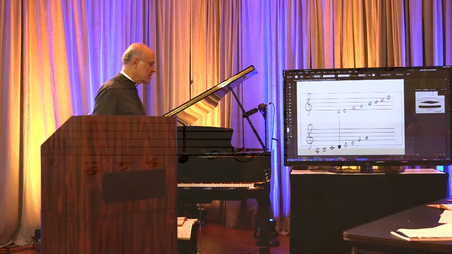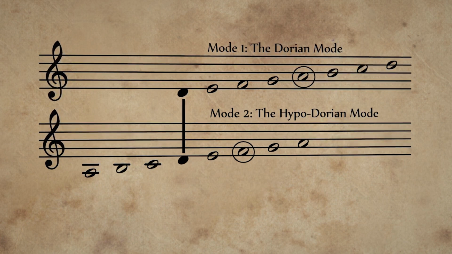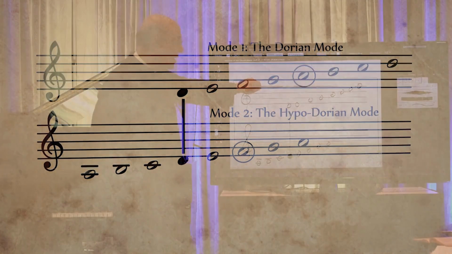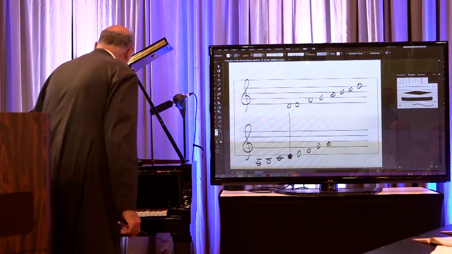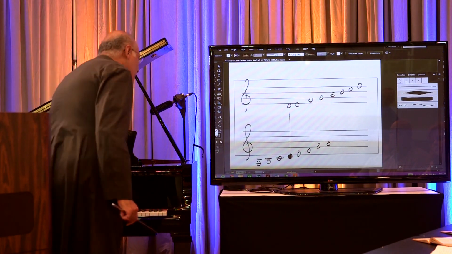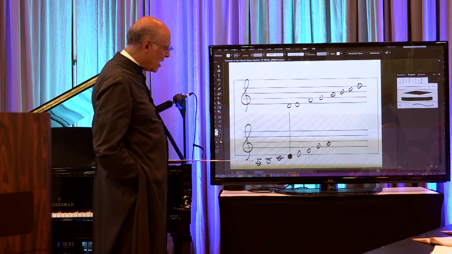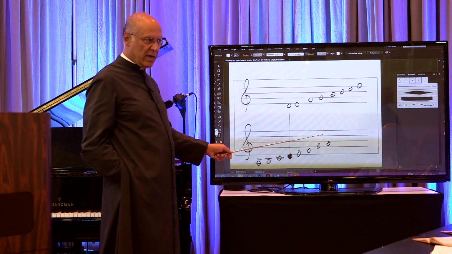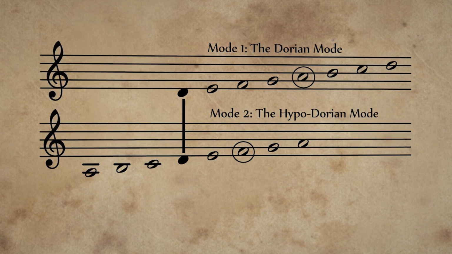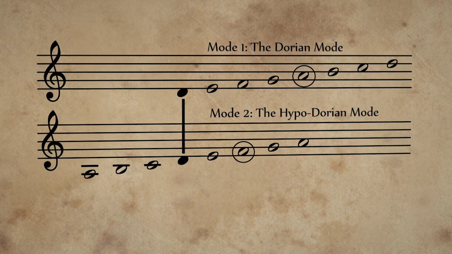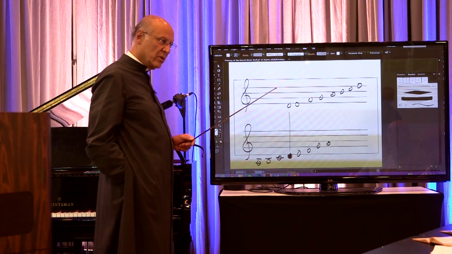Now, I have illustrated this in my example by showing you the Dorian mode on top, which you have already seen. This note is the D, and it starts on D. This is the Dorian mode. You are familiar with the sound of the Dorian mode. Now, it has a Plagal mode, and it starts on A, and it goes to A, and the final, which I blackened in to show the relationship, is the D.